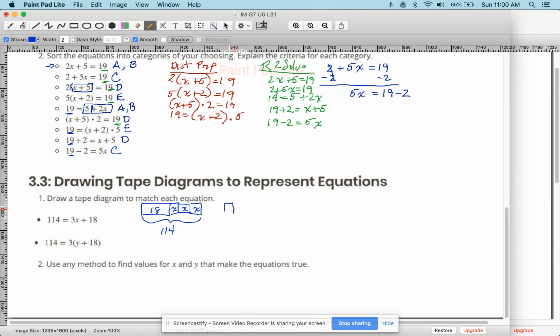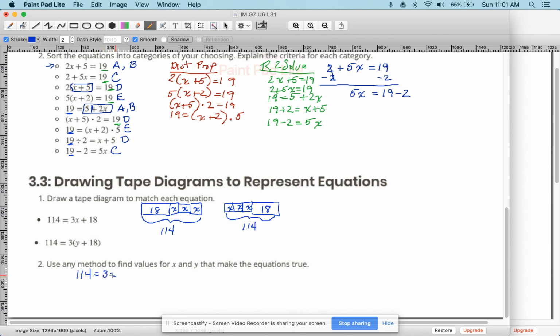Another way of drawing it would be to do the 3 x's first, since the 3x came first in our equation. So there's 3 x's, and then here is my 18. And again, altogether, that's 114. So either one of those will work. And then they are asking us in number 2 to solve those. So I'm going to use algebra to solve that.